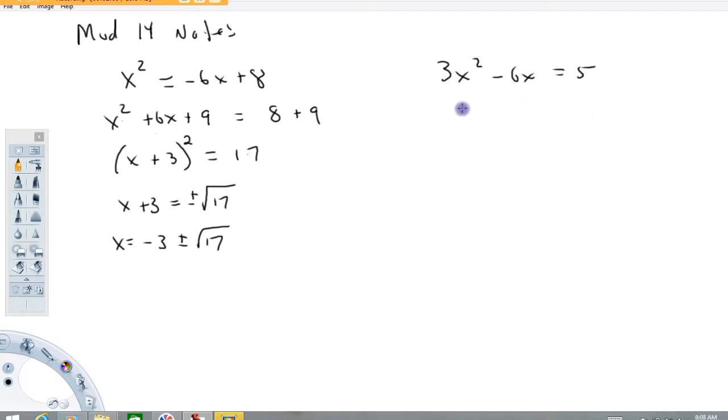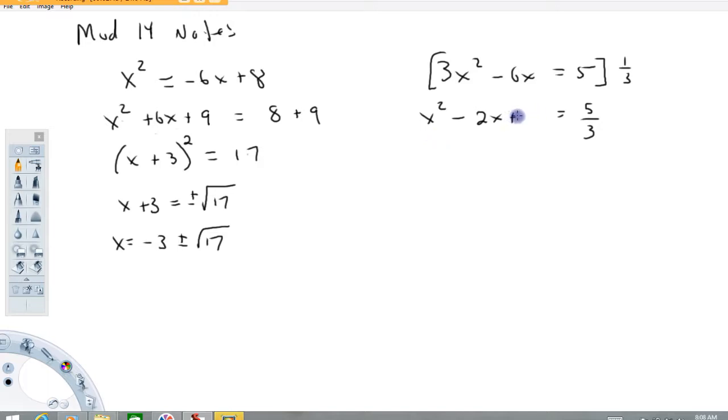3x squared minus 6x equals 5. Completing the square is not much fun when this is not a 1 here. So what we'll do first is take everything and divide it by 3 so that this becomes a 1. The new line is going to be x squared minus 2x, and I'm going to leave some space, equals 5 thirds. What I've done here is taken this entire thing and divided everything by 3, or multiplied everything by 1/3, either way. And now we have a 1 here.